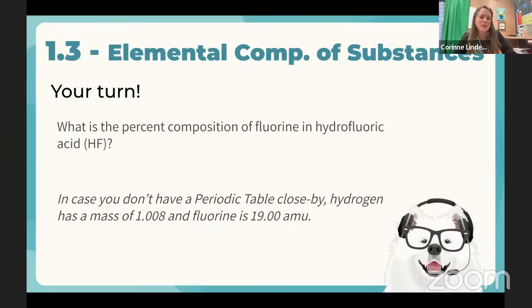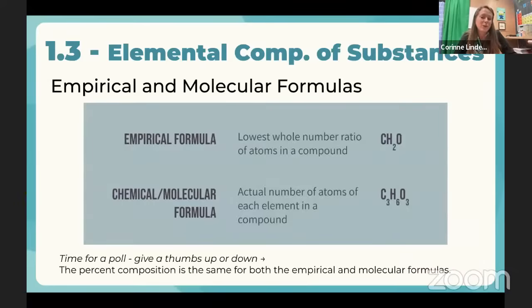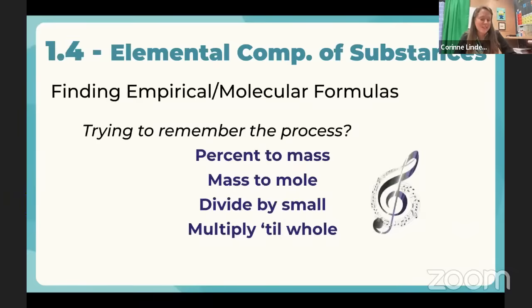These are the other topics that you see in Unit 1. Make sure you feel comfortable with percent composition and the empirical versus molecular formulas. This is the easiest way to remember this: percent to mass to mole, divide by small, multiply by whole. What that means is you can take a percentage and quickly change that into masses. Whenever we're comparing different elements, we can't do that on a grams to grams basis. It always has to be in moles to moles. So with finding the empirical formula, make sure you're getting to the moles to moles ratios and then dividing to get the simplest whole number ratio between those.